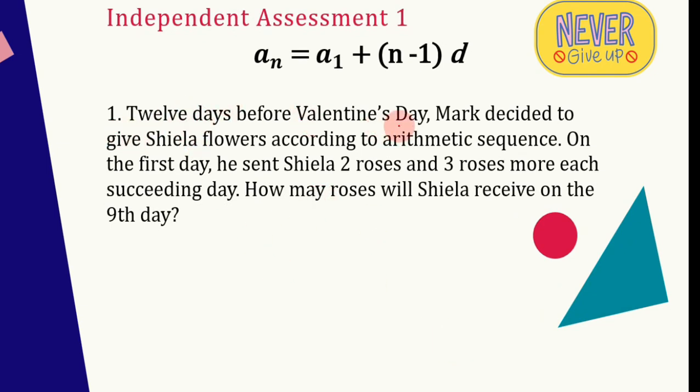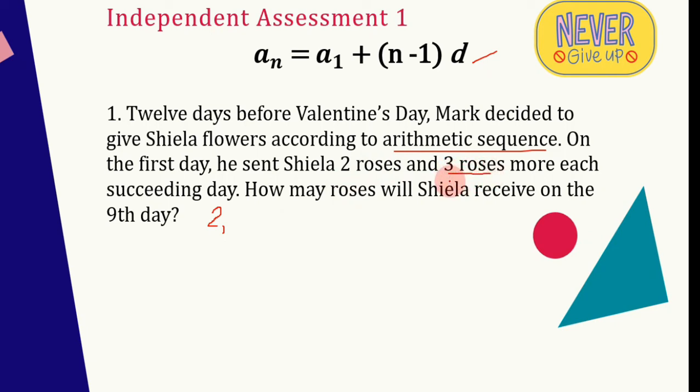12 days before Valentine's Day, Mark decided to give Sheila flowers according to an arithmetic sequence. Dahil po mayroon na tayong alam na natin kung anong sequence, mas madali tayo makapagsosolve ng problem. So sa first day, binigyan ni Mark si Sheila ng 2 roses. So mas maganda kung isulat mo siya muna, 2. Ayan, ganyan po ang pag-solve natin ng problem, especially word problem ha. Opo, i-visualize natin yung mga numbers sa sequence. Susunod dyan, sabi, 3 roses more each succeeding day.